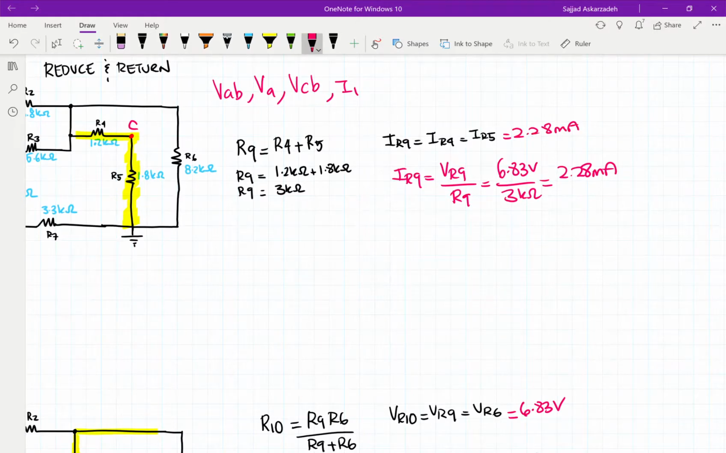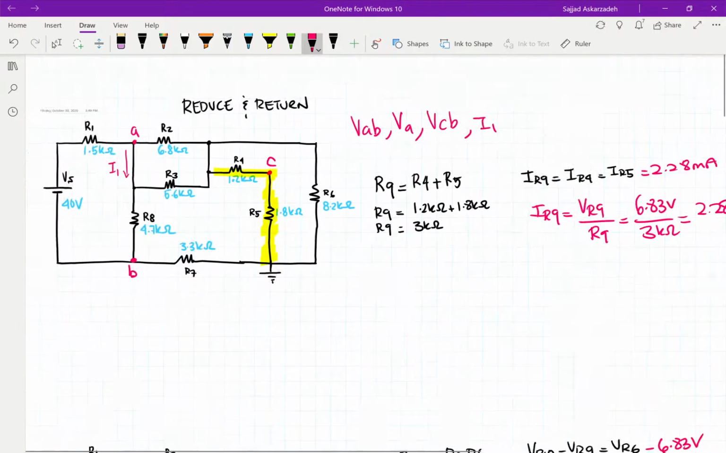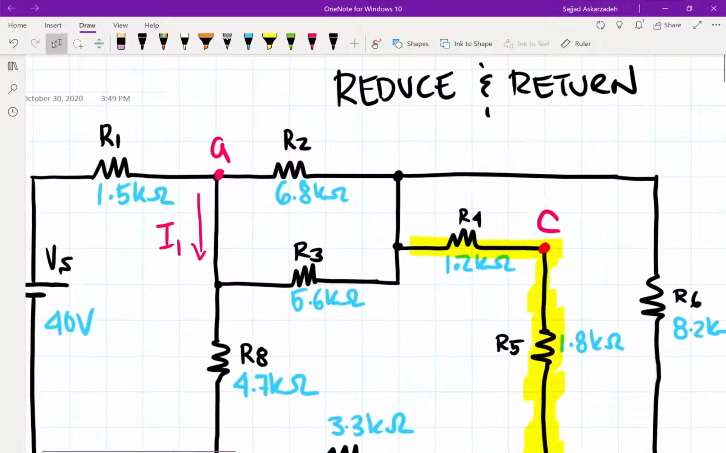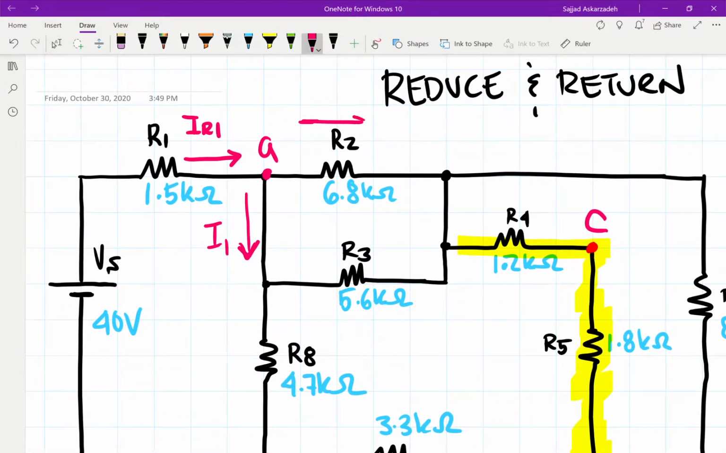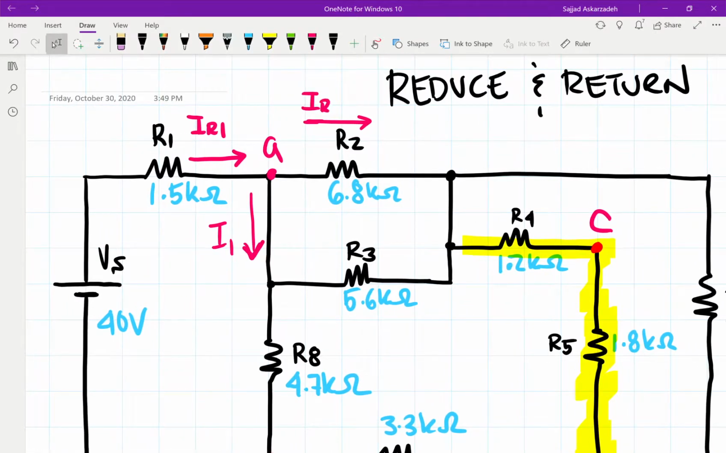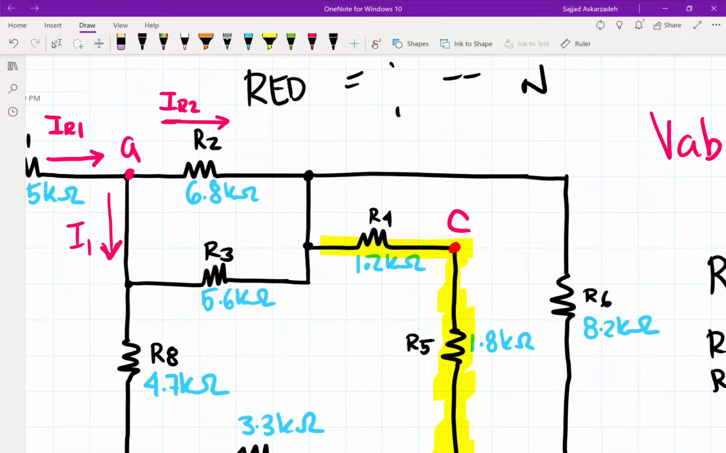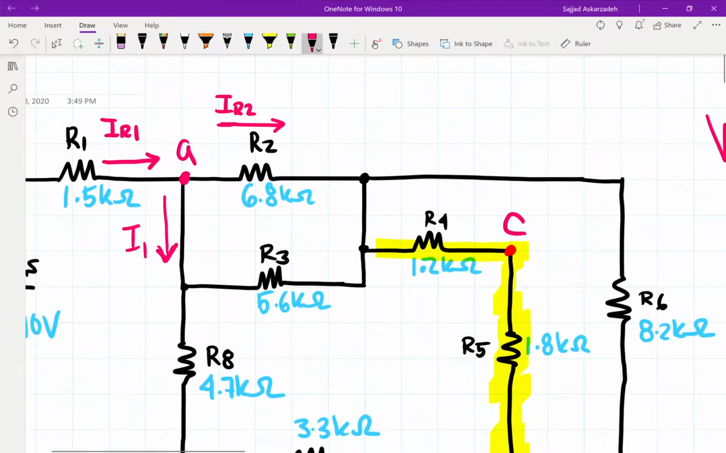Now what we want to find out is VAB, VA, VCB, and I1. I'm going to go ahead and show you I1 first. Looking at I1 here, we have this current here, which is called IR1. We also have this current here, which is called IR2. I'm just going to erase this. What we're going to do is KCL. So we're going to say the current in should be the sum of the current going in. It should be equal to the sum of current going out.